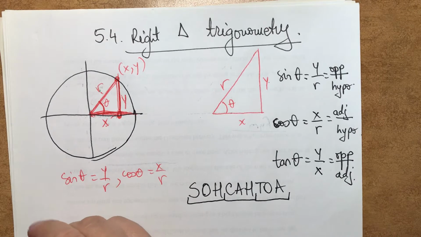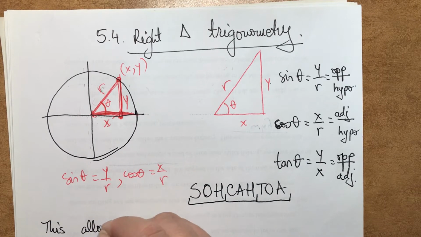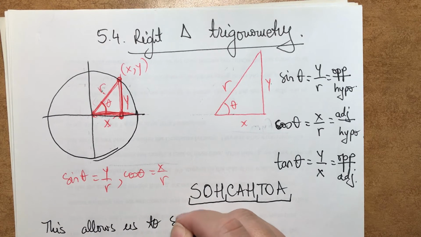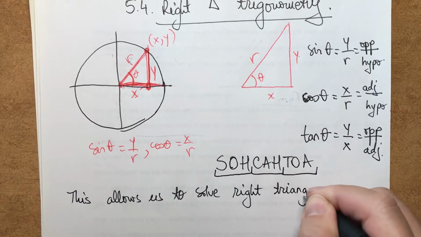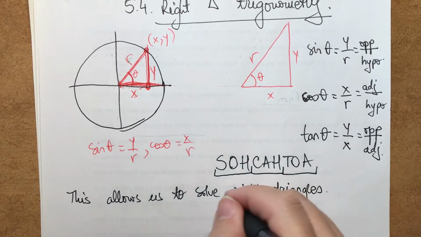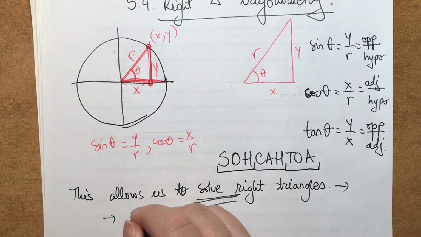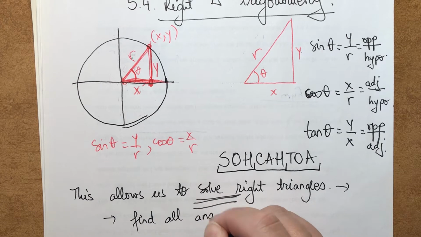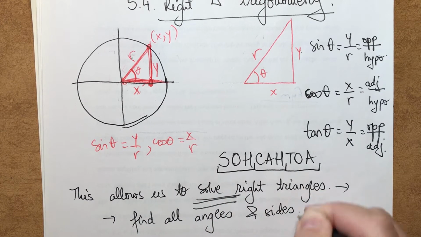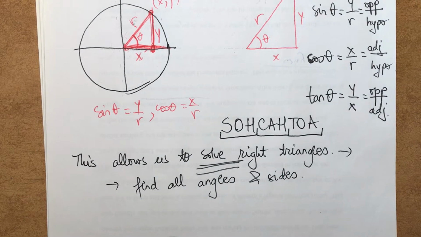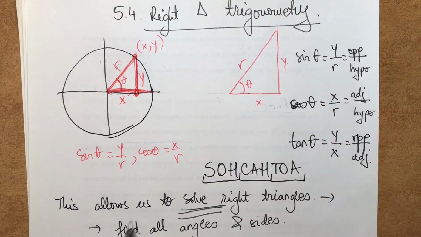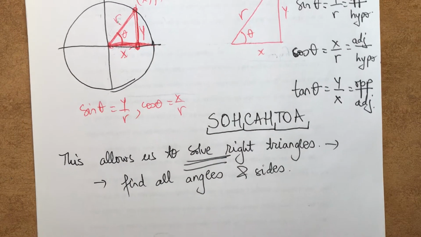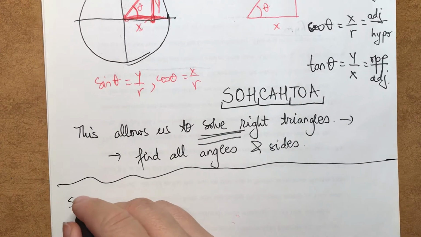Okay, so this allows us to solve right triangles. What do I mean by that? To solve right triangles means simply to find all angles and sides. And sometimes we might not even need to find them all. Maybe it's some kind of word problem where we just have to find one side or one angle or a couple of things. But the point is we can use these rules right here to figure out the angles and the sides. Okay, so I'm going to right away get on to solve a right triangle.